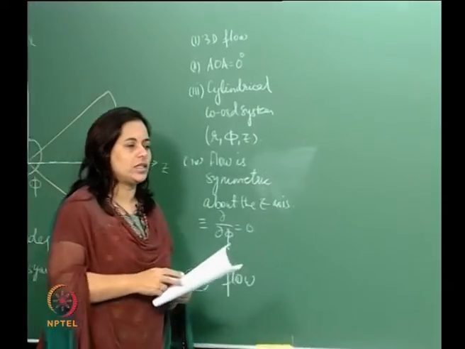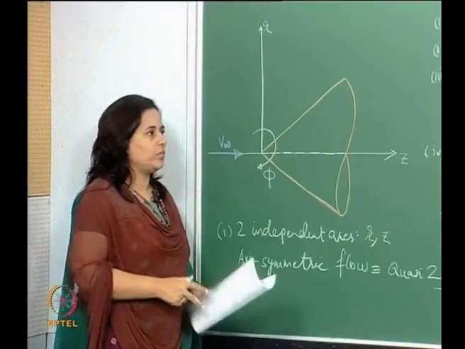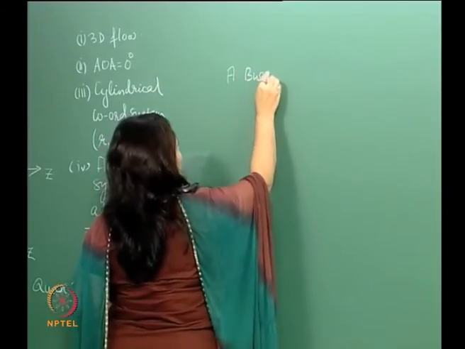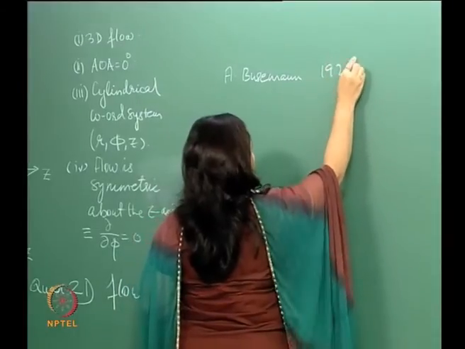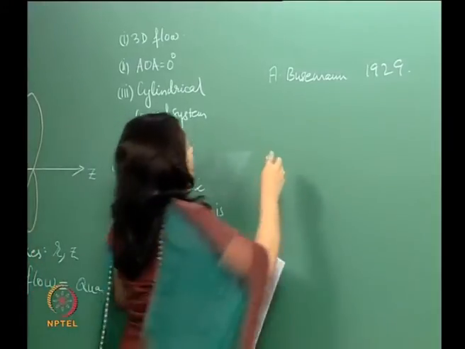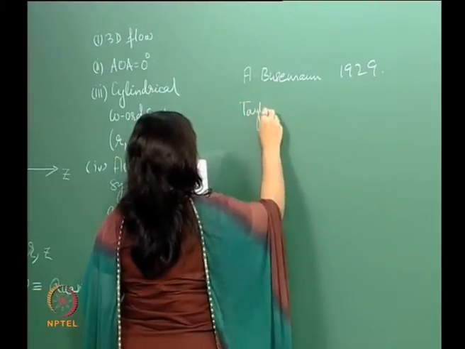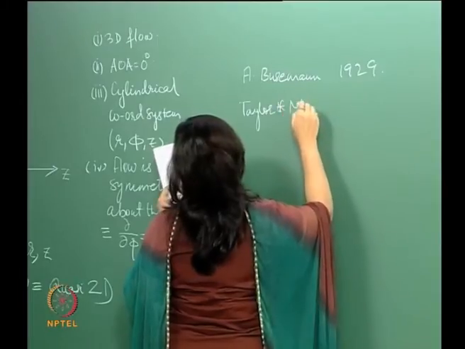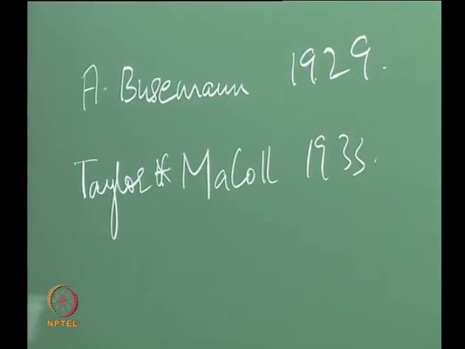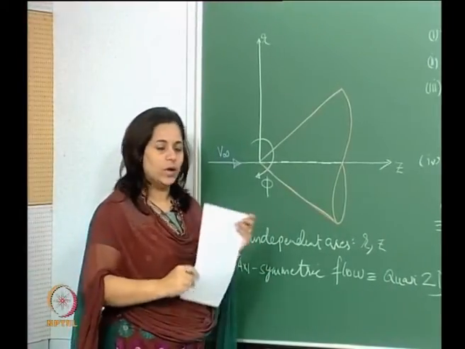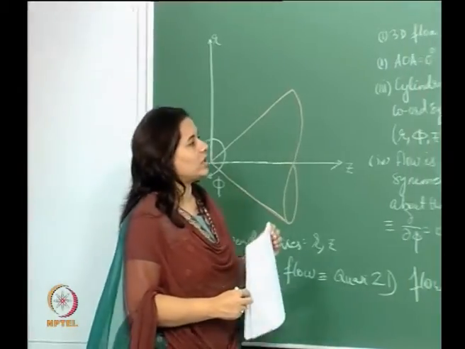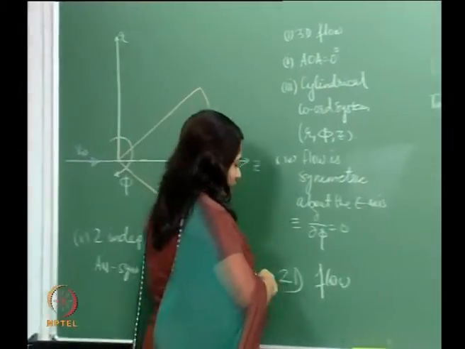Well, historical significance. The first solution to a problem like this was given by Busemann in 1929 actually. He suggested a solution for this, and then finally in 1933, G.I. Taylor and Maccoll gave the very significant solution for supersonic 3D axisymmetric flow, and that's what we are going to look at right now. We're going to look at the solution and how we go about such a problem.